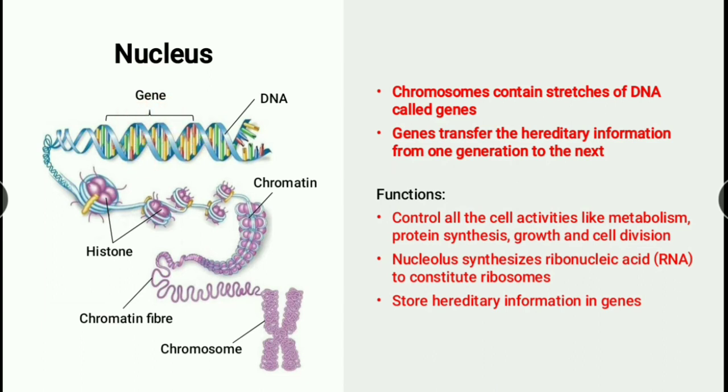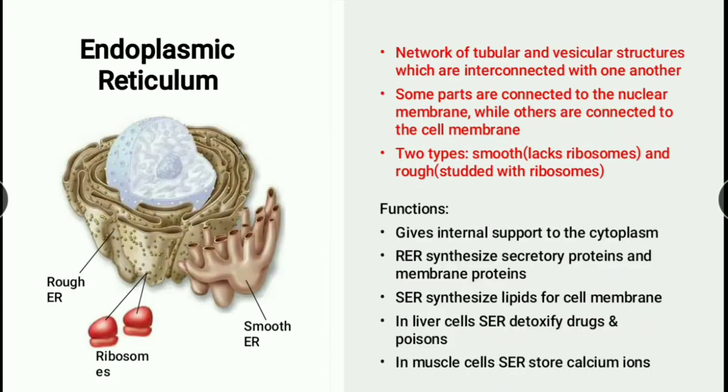And there will be RNA also. The nucleus synthesizes ribonucleic acid, that is RNA. RNA is producing so many proteins. Then it stores hereditary information in genes. This is hereditary information.